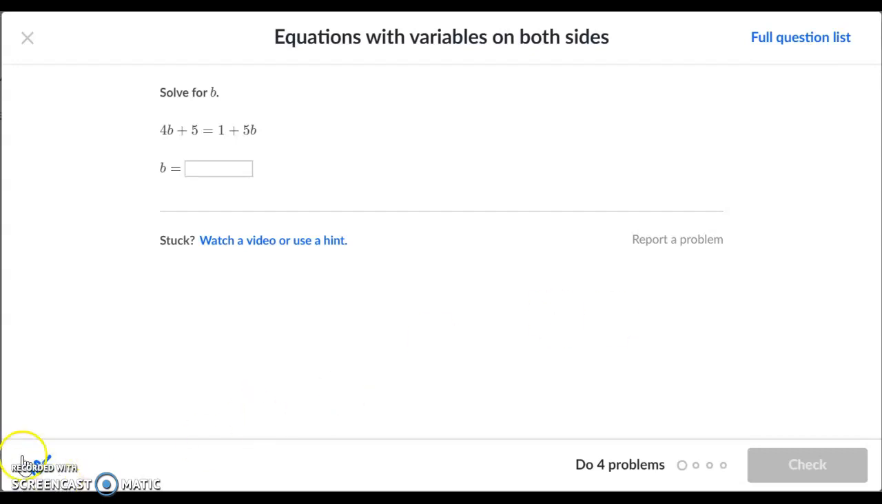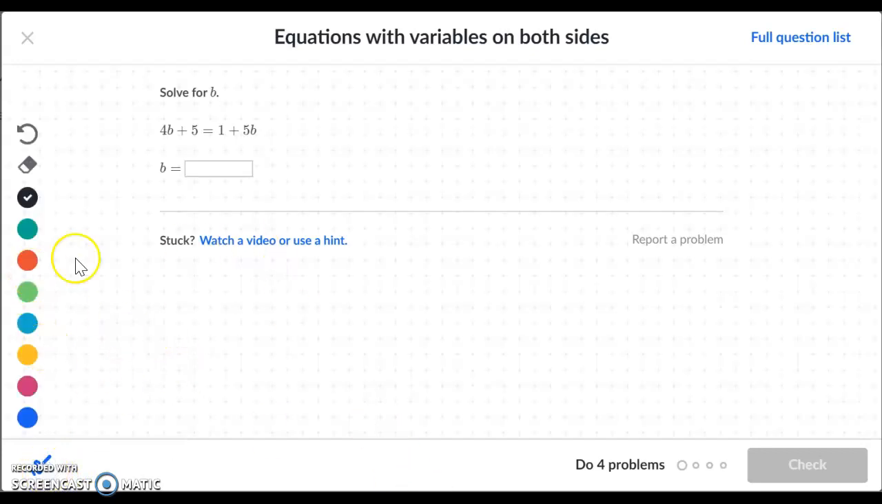What I want to bring your attention to is this little squiggly line down at the bottom of your page. It allows you to actually work stuff out right on your computer screen if you want. It's probably still easier to do it on paper, but this is how I'm going to show you on the computer screen. I'm going to click that button and it gives me all these options, including the ability to change colors. What I want to do first is rewrite my equation.